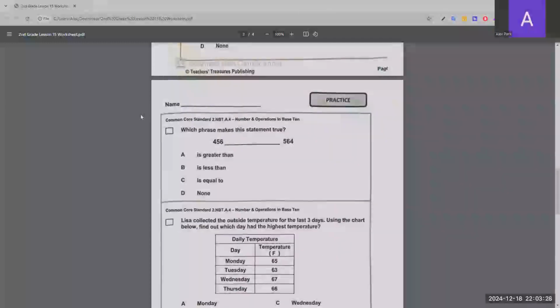Next, which phrase makes this statement true? 456 blank 564. 456 is less than 564 because if we just look at the hundreds place, 4 is less than 5.